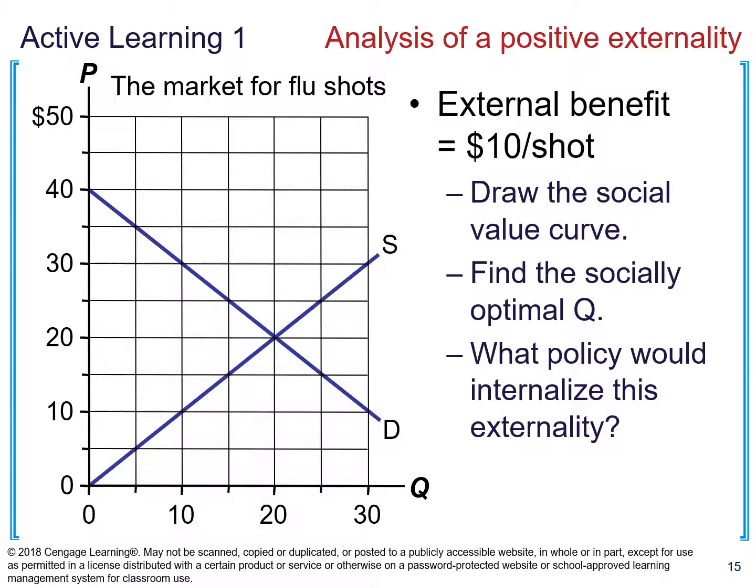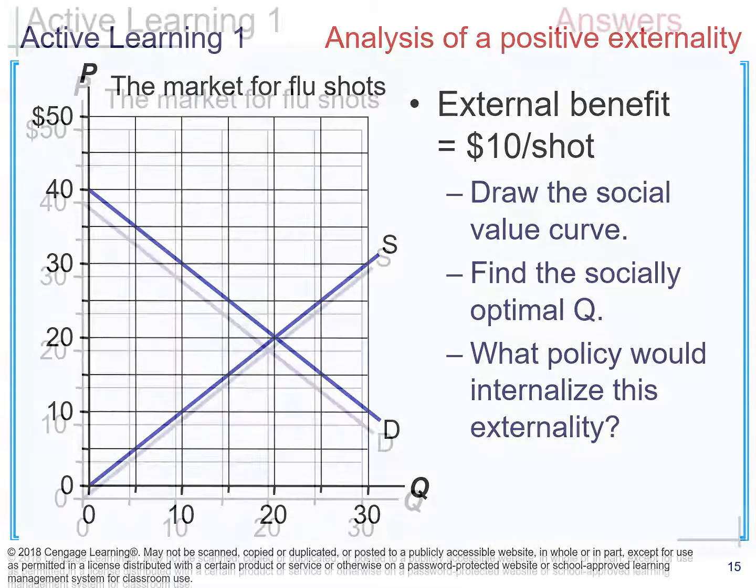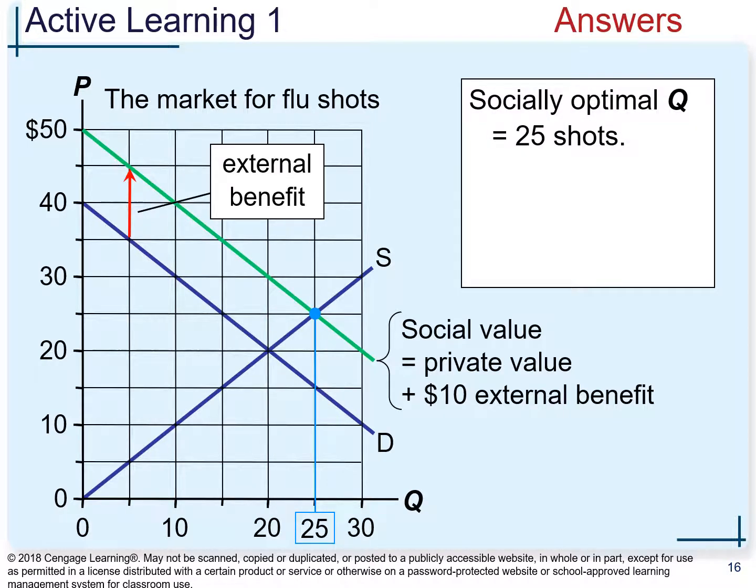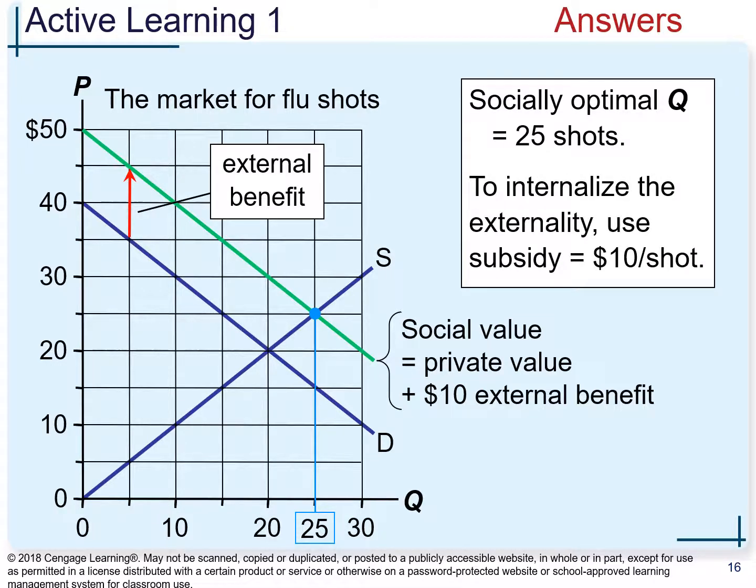Let's look at the analysis of a positive externality. In this example, it's the market for flu shots. The external benefit equals $10 a shot. First, draw the social value curve, then find the socially optimal Q, and then tell me what policy would internalize this externality before moving on to the next slide. The social value equals the private value plus the $10 external benefit. So socially optimal Q equals 25 shots. To internalize the externality, use a subsidy of $10 a shot.